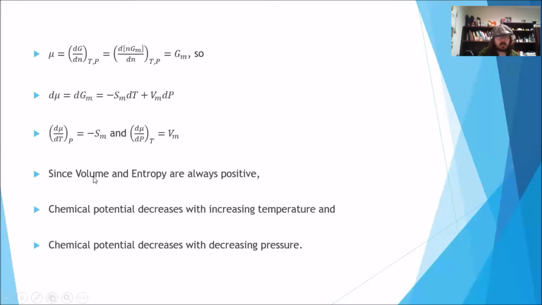Since volume always has to be positive and entropy always has to be positive, chemical potential will tend to decrease as temperature increases. And chemical potential will tend to decrease with decreasing pressure. Both go down, they have to. When that goes negative, that makes that a positive, and when that goes positive, that makes that negative. So that all works.